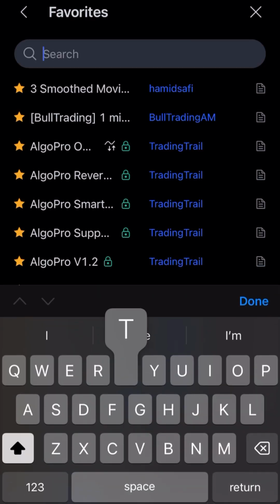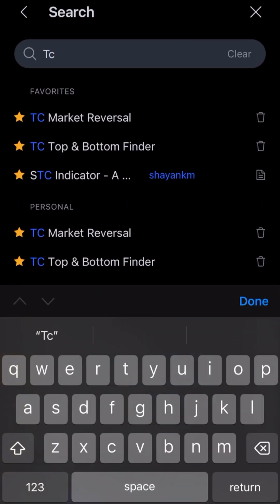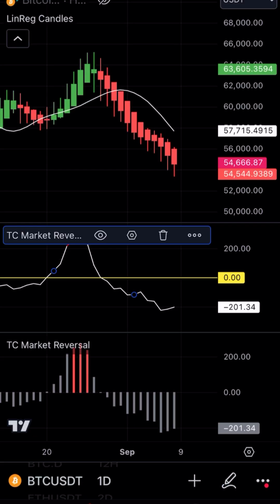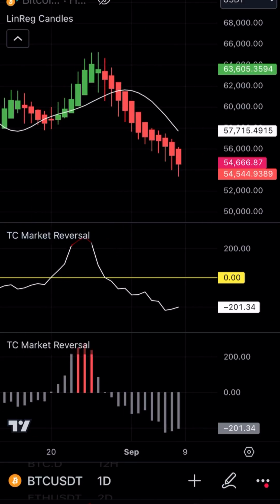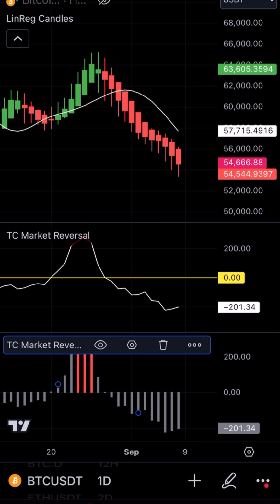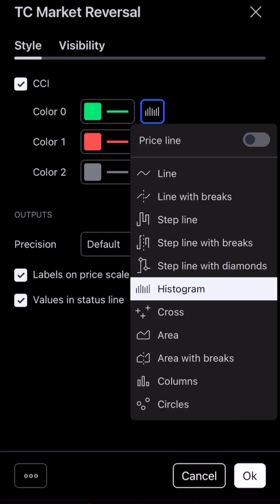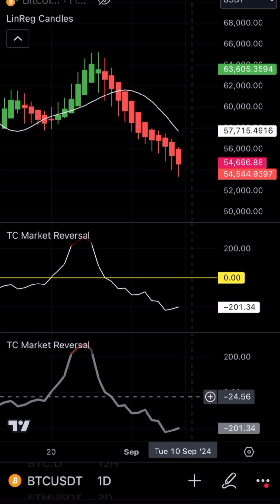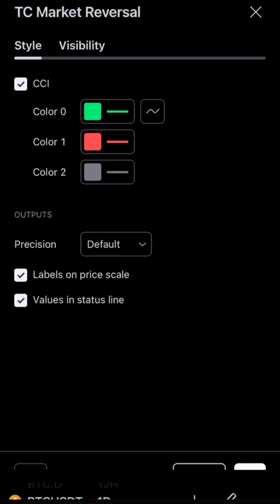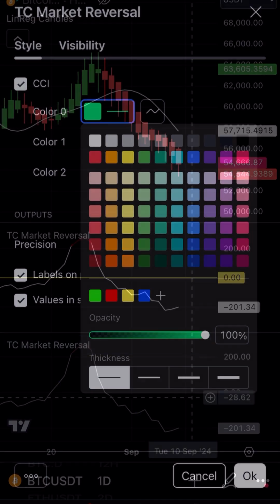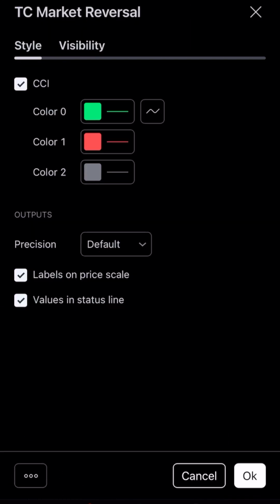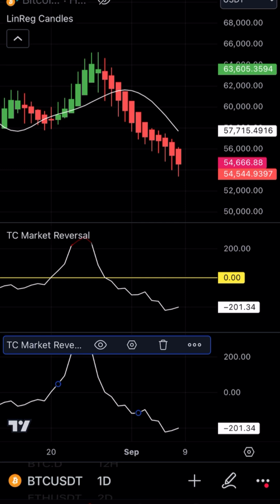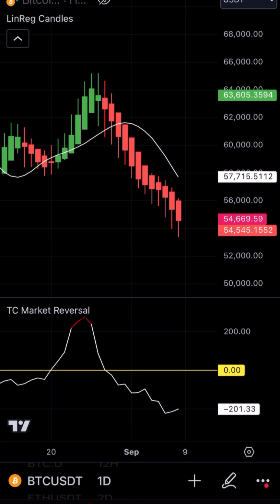So if you have the Trade Confident, it'll look like this, with the histogram on the bottom. What I did to change it up to my liking is I changed the histogram to a line, and I toned down the lines. I made the main one white. And then I drew a 0 line in there, so I changed the coordinates to 0. And that's kind of how I have it set.